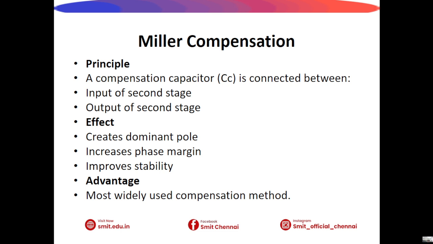Next, we see about the Miller compensation. In Miller compensation, a capacitor called the compensation capacitor is connected between the input and output of the second gain stage. This capacitor introduces a dominant pole at a low frequency. The dominant pole controls the amplifier response and reduces the risk of instability. This technique is used in most integrated operational amplifiers.